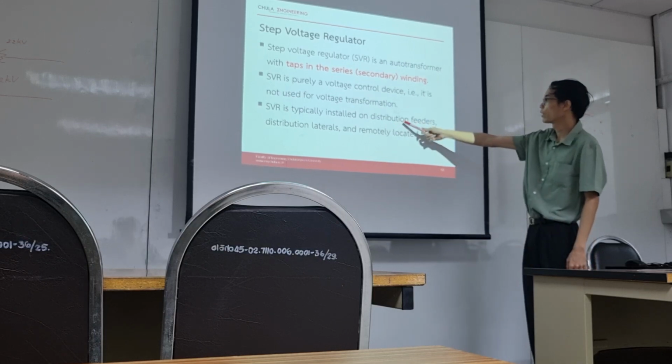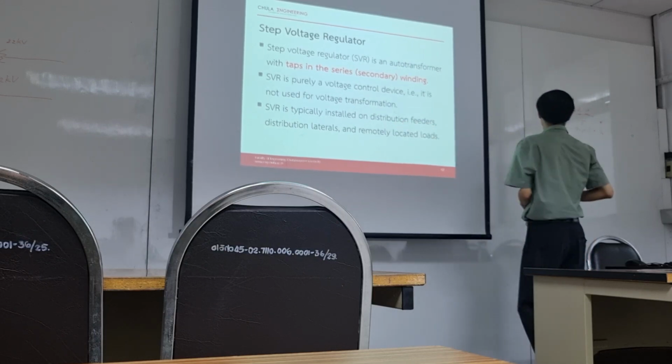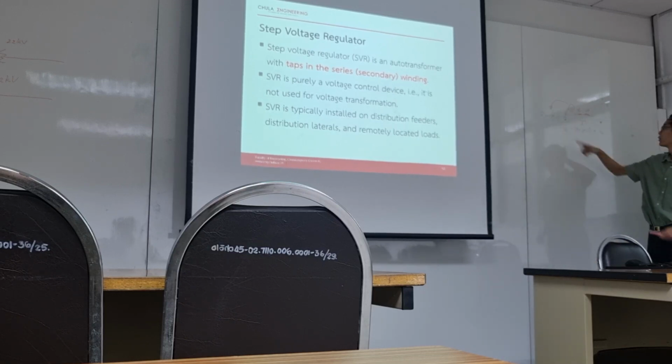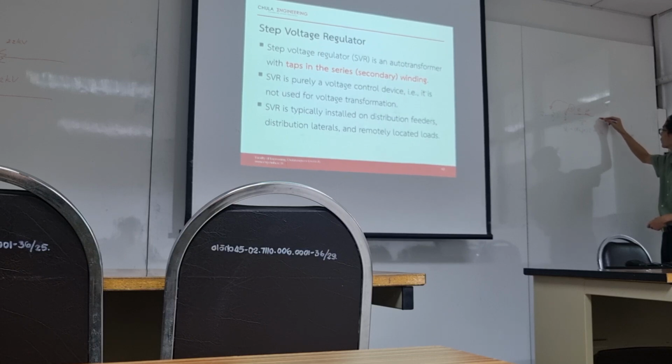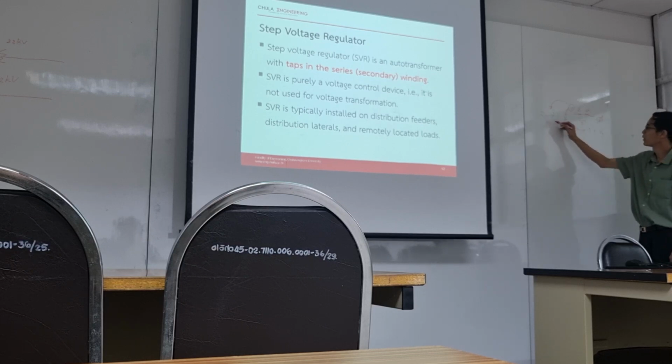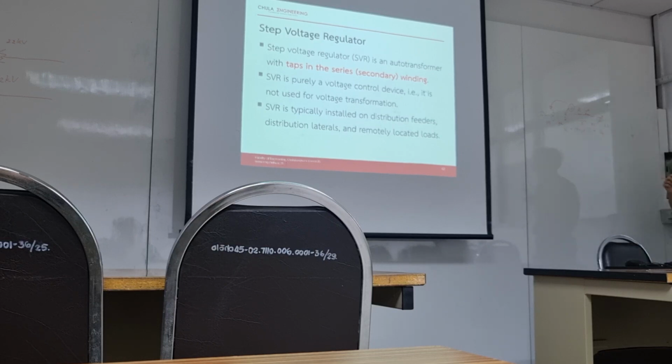It is usually installed on distribution feeders. Okay, we have a transformer at the substation, right? We may have a voltage regulator maybe in the middle of the line, something like this. So this is 115, this is 22, this is 22 and still 22. This is a voltage control device. We can use this to adjust the voltage.